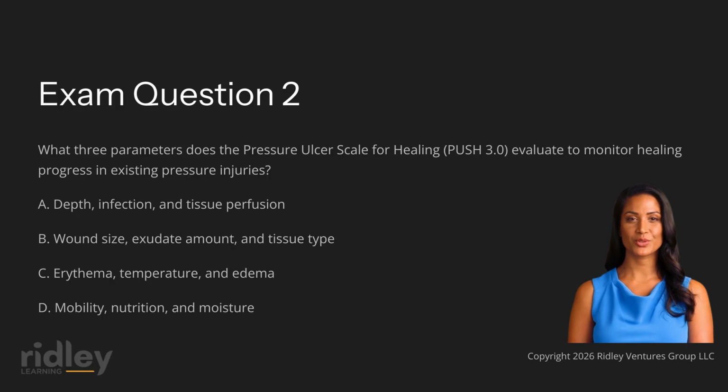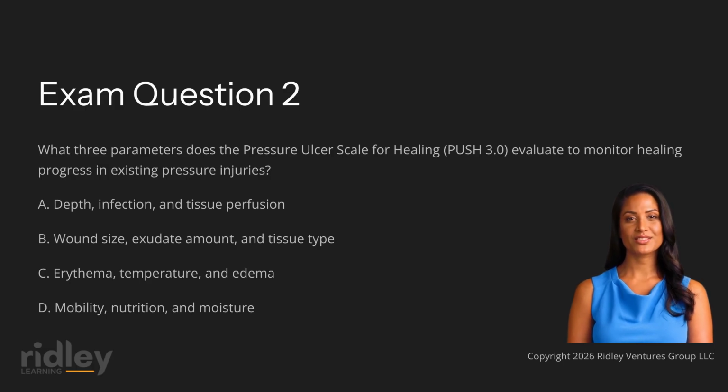Rationale. PUSH 3.0 was developed by the National Pressure Injury Advisory Panel as a concise, validated instrument for serial wound monitoring. It scores 3 specific parameters. First, wound size is measured as the greatest length multiplied by the greatest perpendicular width. Second, exudate amount is categorized as none, light, moderate, or heavy. Third, tissue type is classified across a spectrum from closed or epithelial tissue to necrotic tissue.